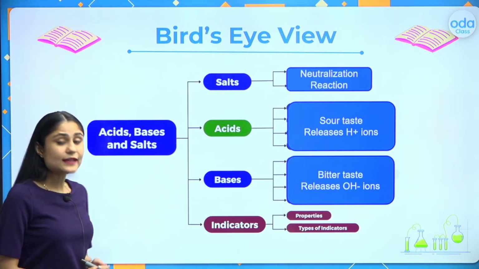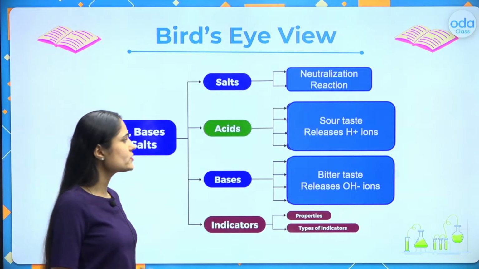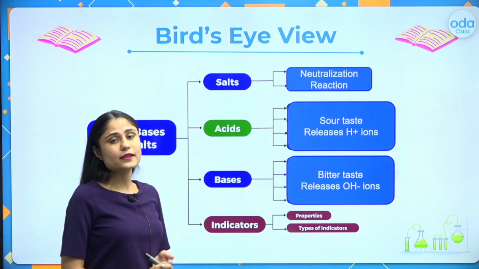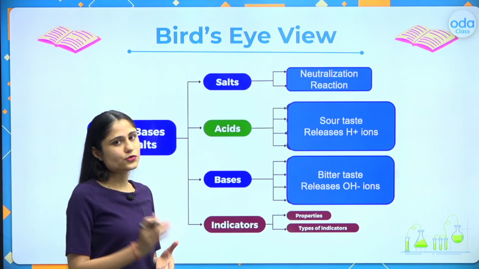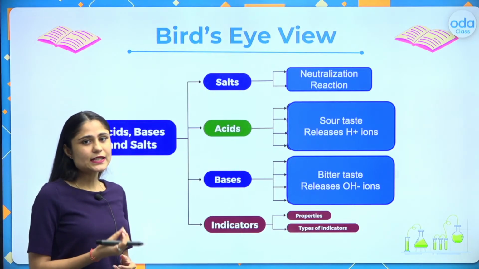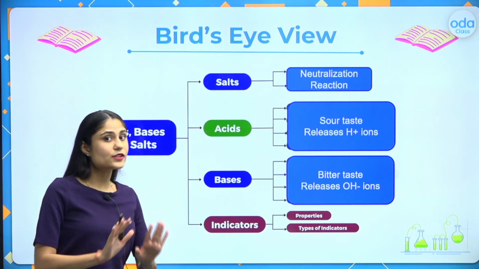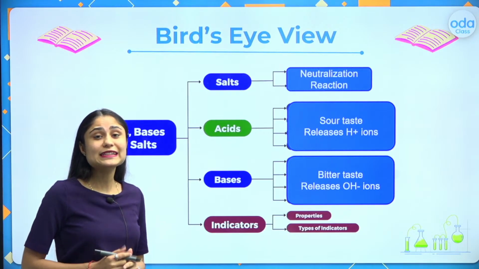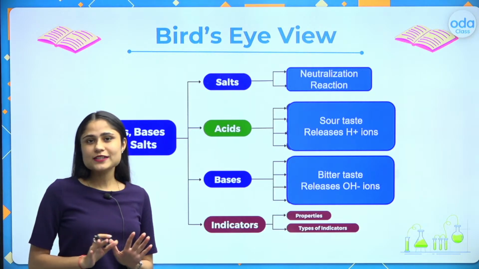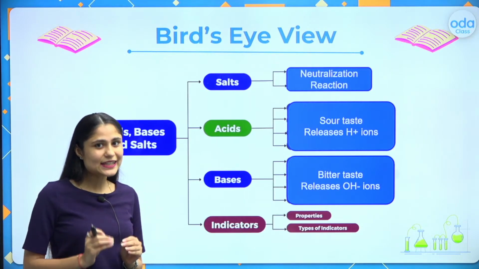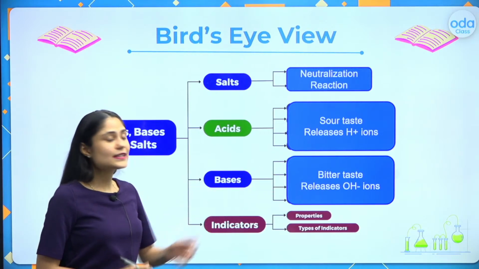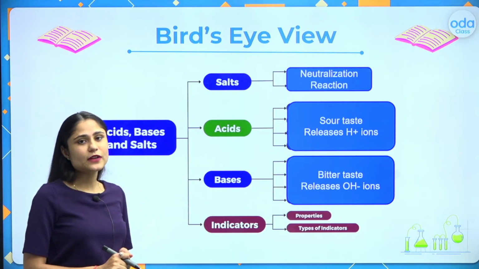What are acids? Acids are those chemical compounds which have a sour taste and they release H+ ions when dissolved in a solution. Similarly, bases are bitter in taste. Since they are bitter in taste, it does not mean that you have to go and taste a chemical compound. That is just a property. So warning dear students, do not taste any chemical compound. Now let's get back. Bases have a bitter taste and they release OH negative ions in a solution or when dissolved.